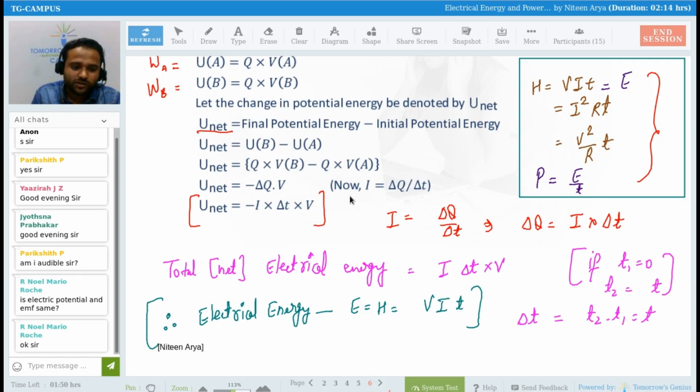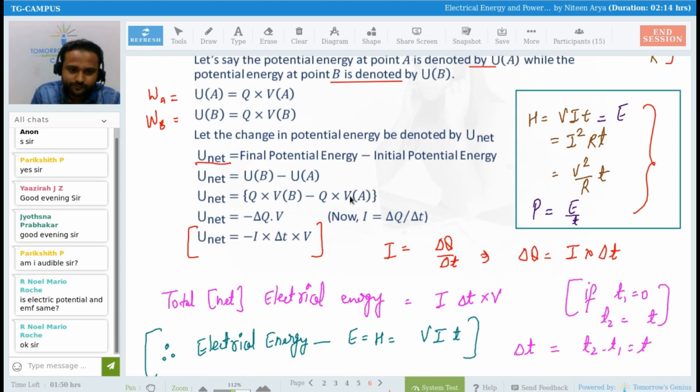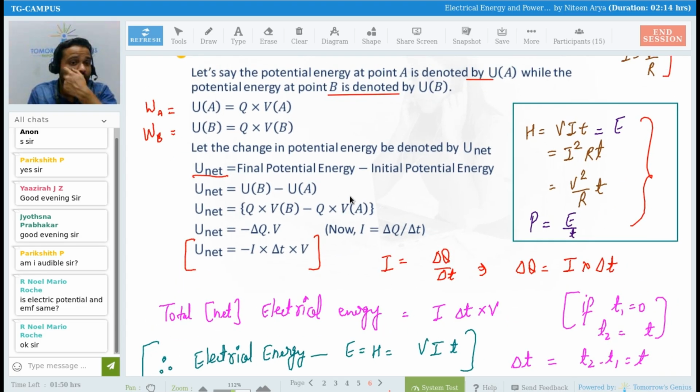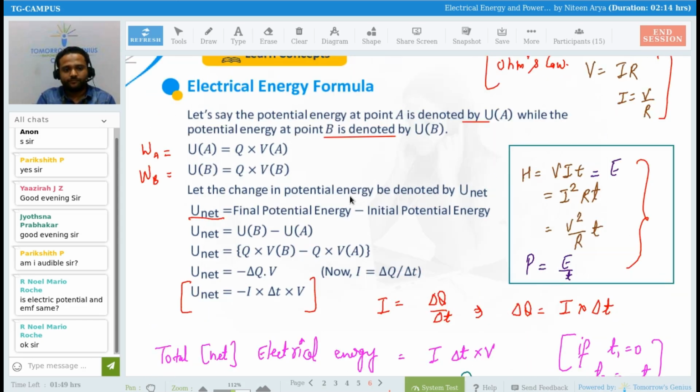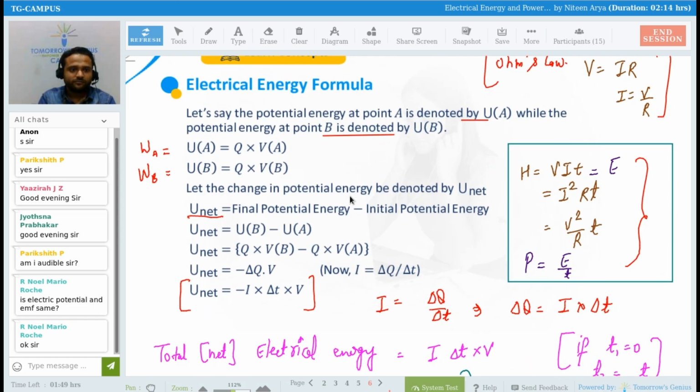Till now, if you have any problems or questions, you can ask. Other than this, how this work done is treated as potential energy or stored energy, I can teach that, but this is not the time right now. At the end of this session. Is this clear, everyone?